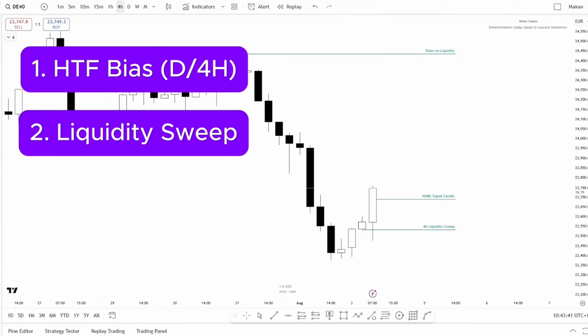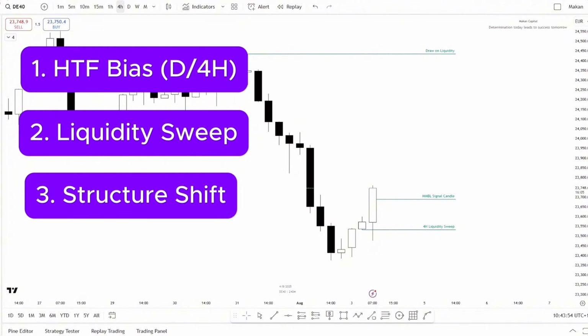Number two, liquidity sweep. A recent low has been swept. The stop run is very visible. The sweep takes liquidity below the prior swing low, not just noise, and the sweep leaves a strong rejection wick. Number three, structure shift, the confirmation. After the sweep, the 4 hour prints a bullish close, reclaiming structure. The bullish close is very strong. The market shows no immediate bearish continuation after the sweep.